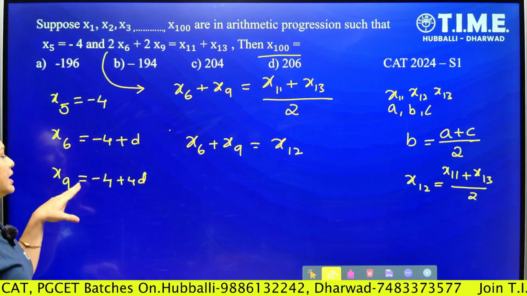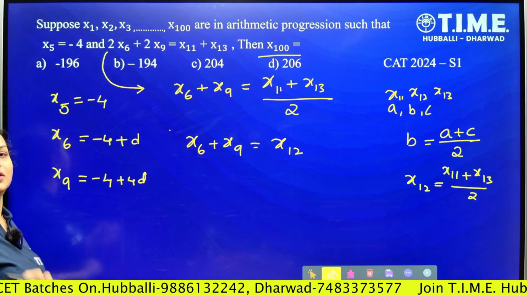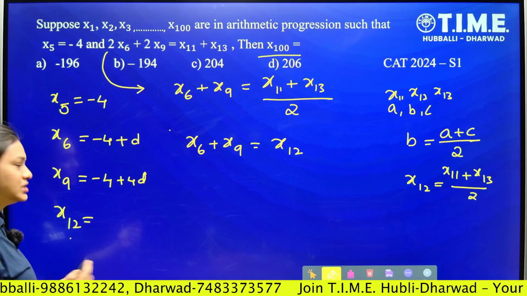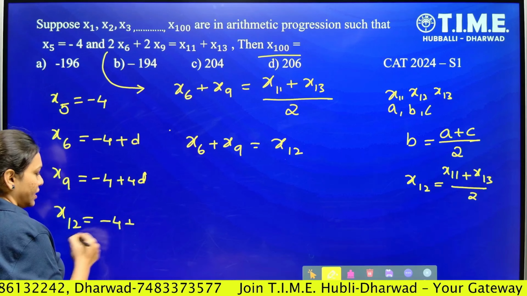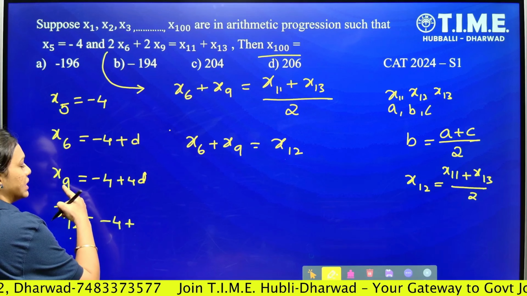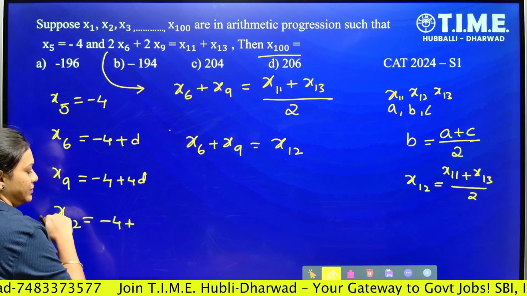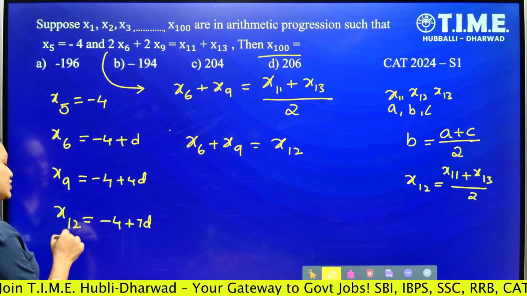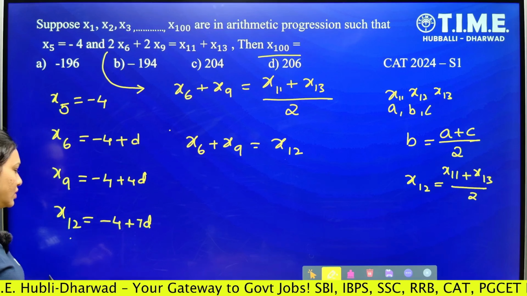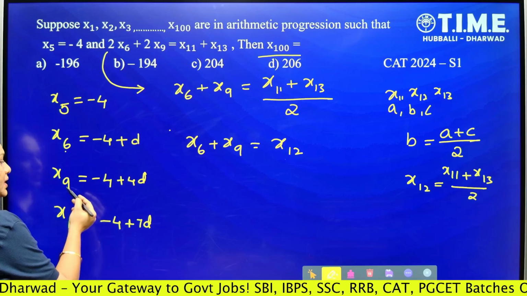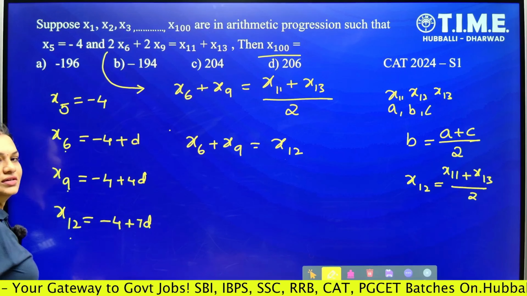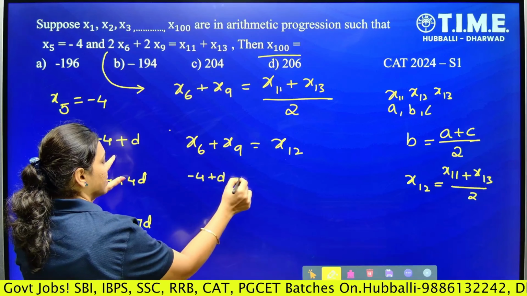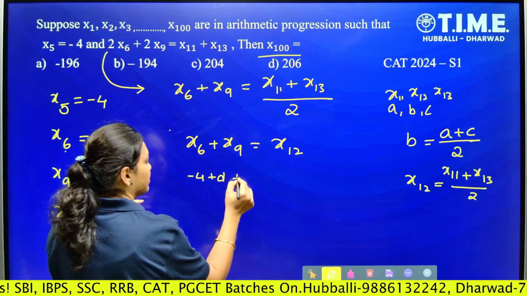Now already the 6th term and 9th term we have done, and what we required is the 12th term. Now see, 12th term, 12 minus 5, it is how much? 7, which means minus 4 plus 7d. Or you check the common difference, which is 5. So 6 minus 1 is 5, 9 minus 4 is 5, 12 minus 7 is 5. So substitute here. The 6th term is minus 4 plus d, and the 9th term is minus 4 plus 4d.